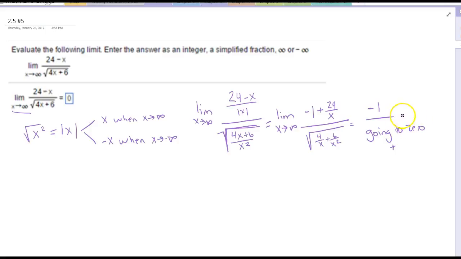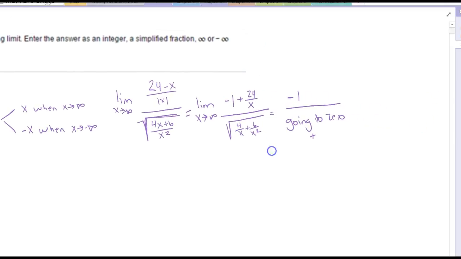Therefore, something that's going to 1 over something going to 0 is always going to infinity, but in this case the answer would be minus infinity. You have to be really careful on these, what's going on, and careful with coefficients, things like that. This answer is minus infinity.